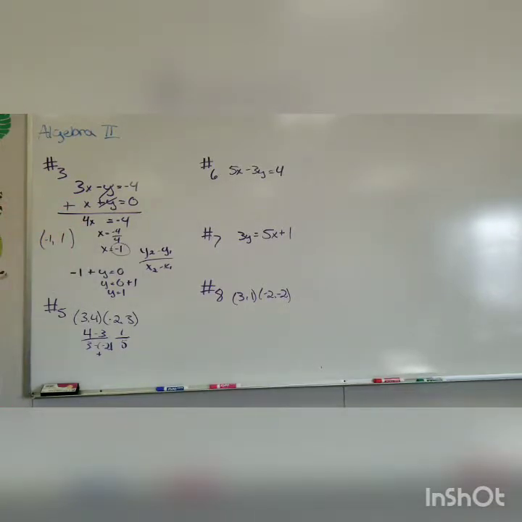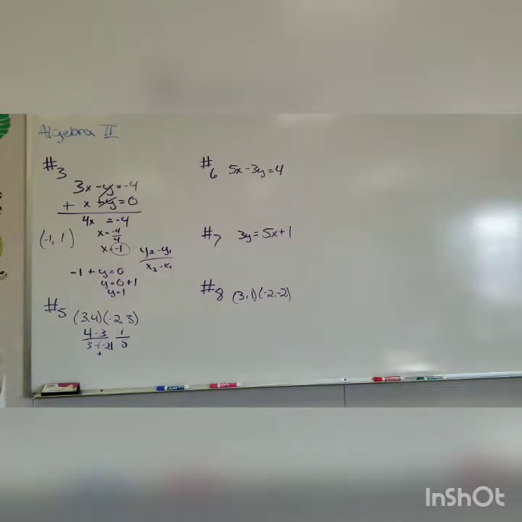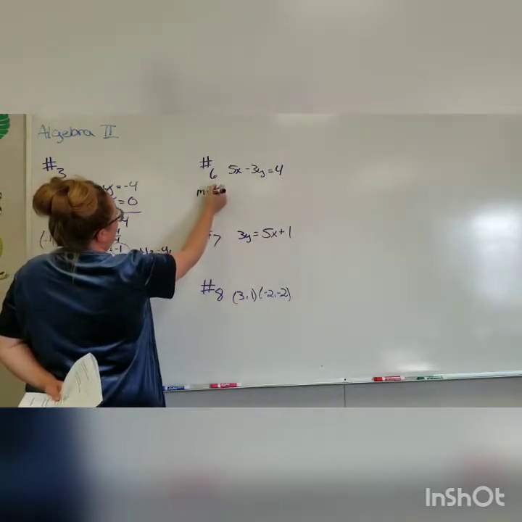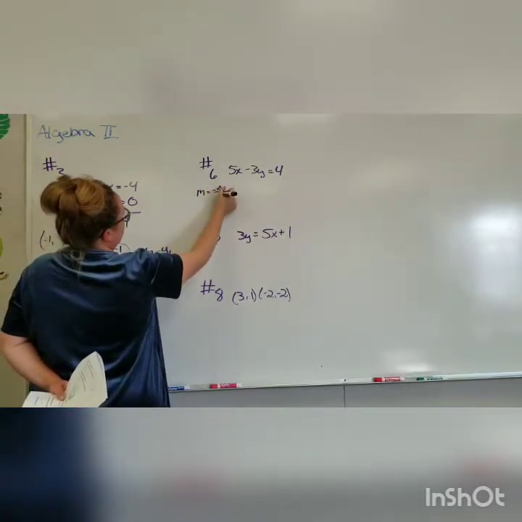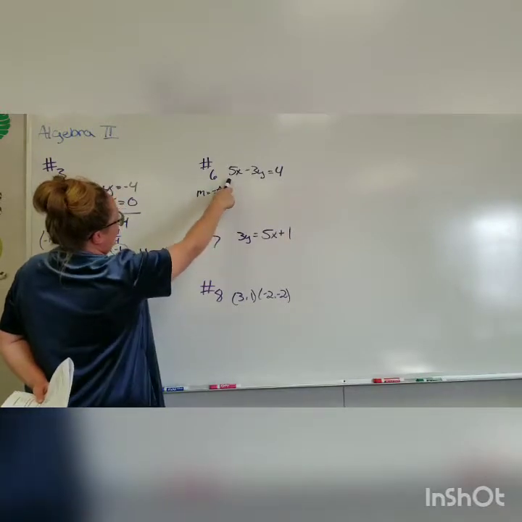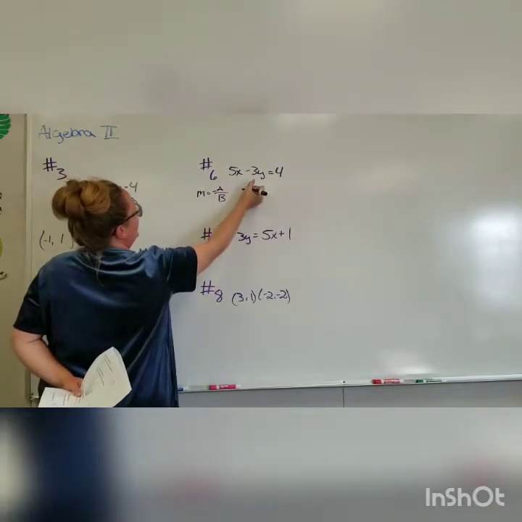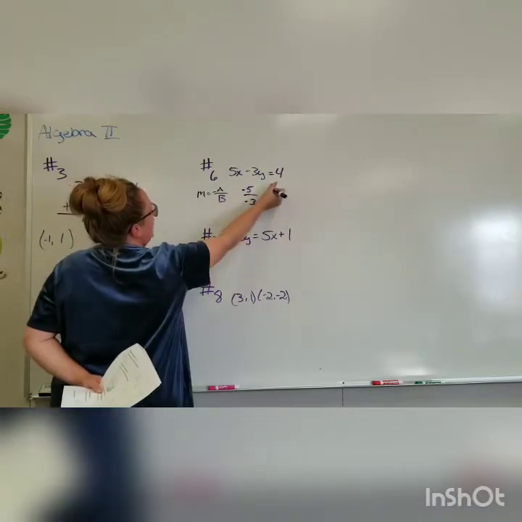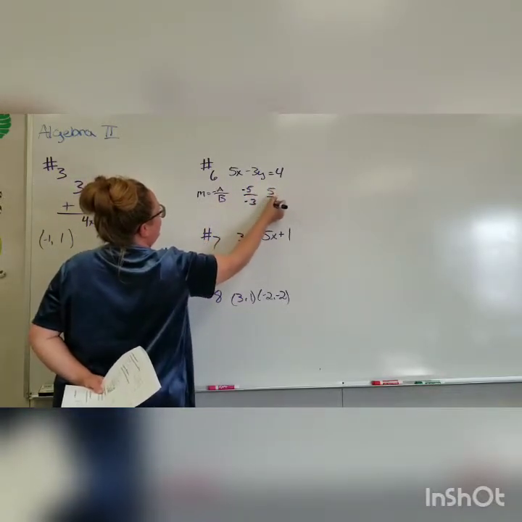5x minus 3y equals 4. In standard form, ax plus by equals c, slope is equal to negative a over b. So in this equation, a is 5, so negative 5 over b, which is negative 3. Two negatives make a positive. The slope is 5 over 3.